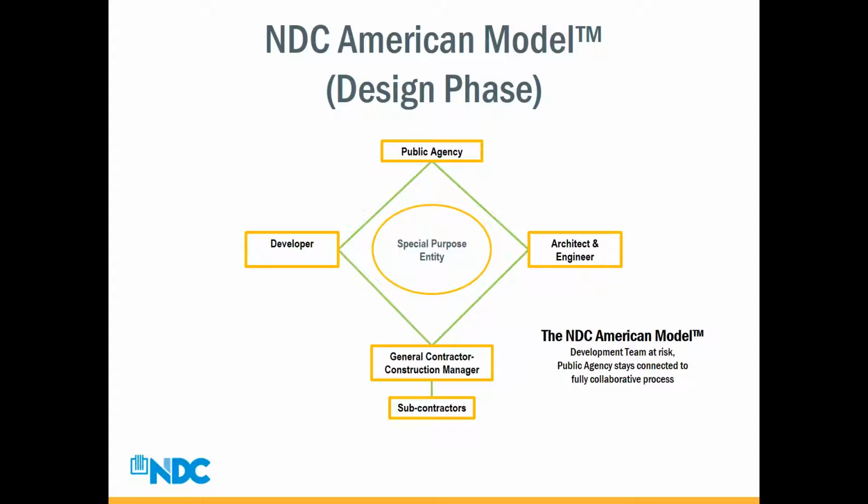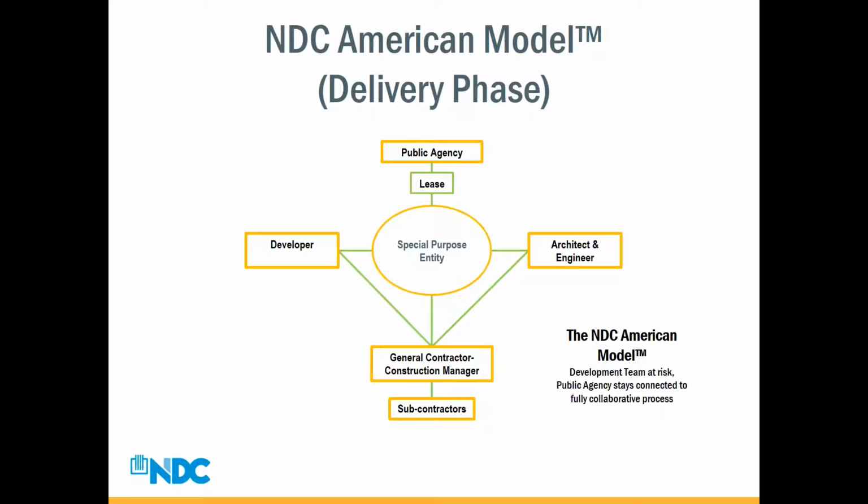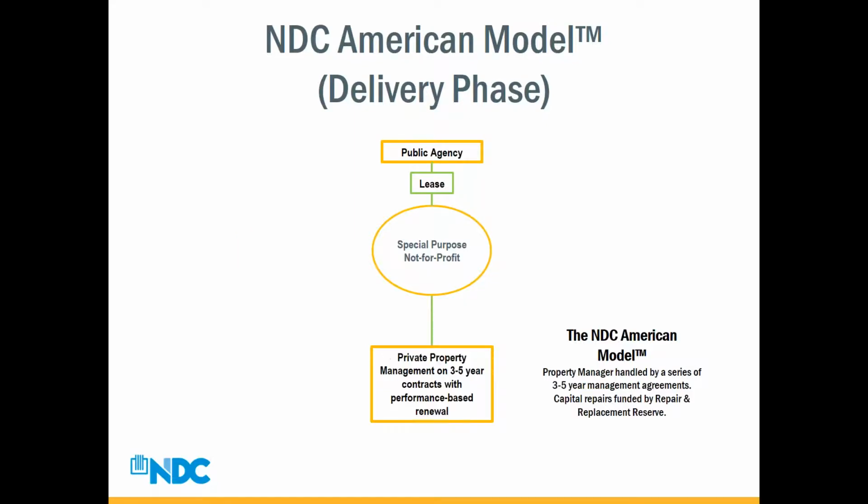As you move into the next slide and the next phase, which is the delivery phase, the public agency enters into a lease with the special purpose entity, who is the owner of the facility. And the special purpose entity, in turn, has a contractual relationship with the developer, the architect and engineer, the general contractor. So the development team is at risk, but the public agency stays connected to the fully collaborative process. We go to the next slide, you can see how that happens.